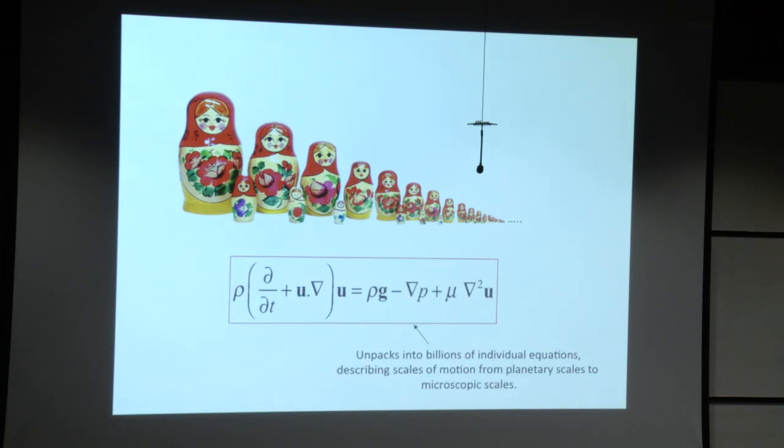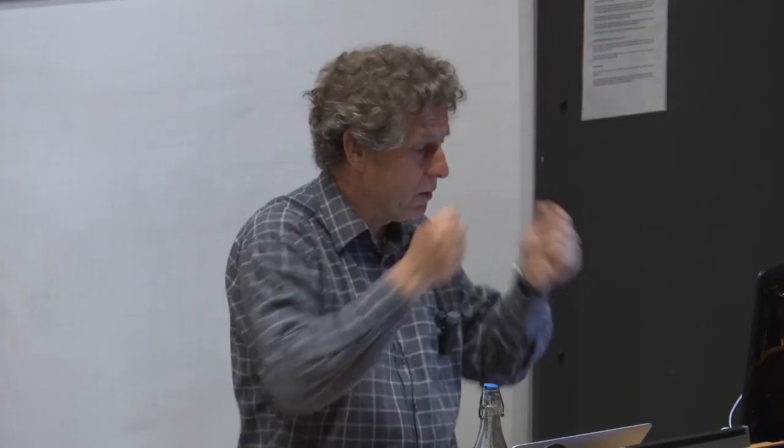And in the same way, if you actually want to solve this equation, you have to, as it were, unpack it also into what turn out to be billions of individual equations. This is what makes weather forecasting so difficult, because you need to unpack it into the equations which describe the big jet stream, low pressure systems, clouds, subcloud turbulence and all that stuff.